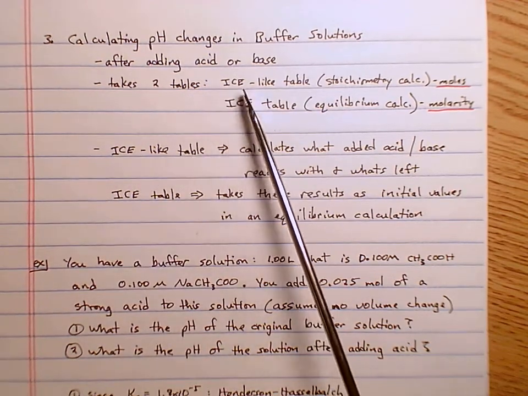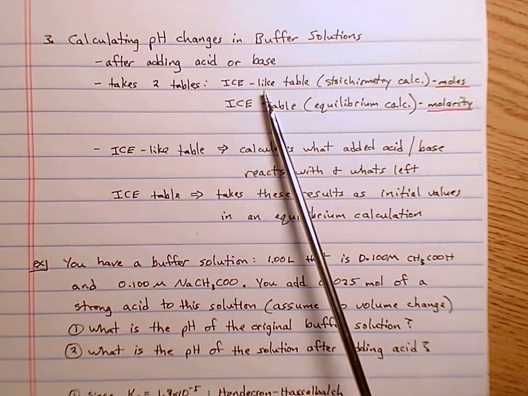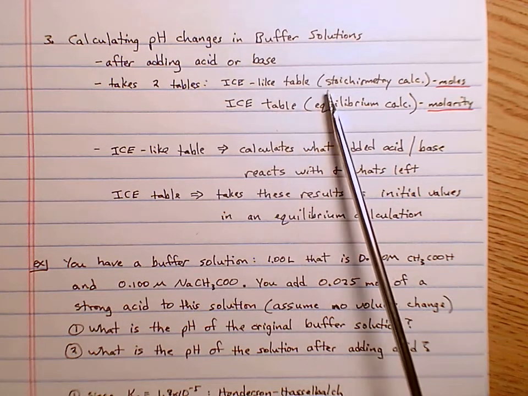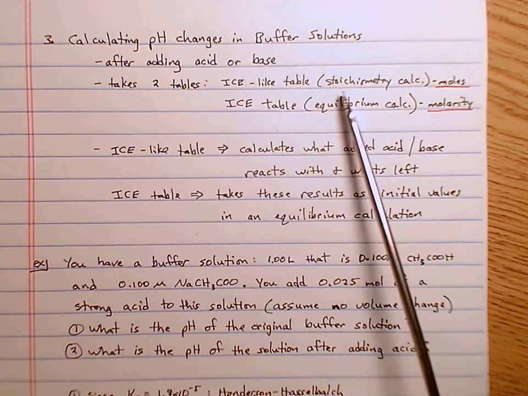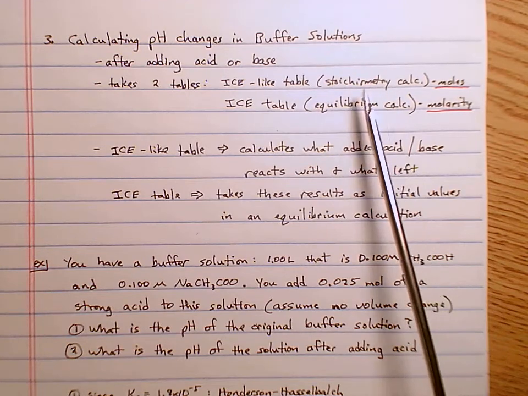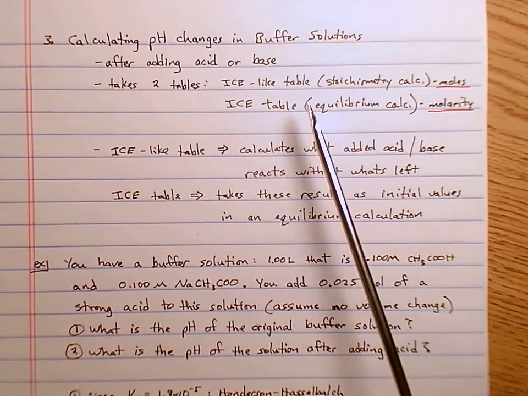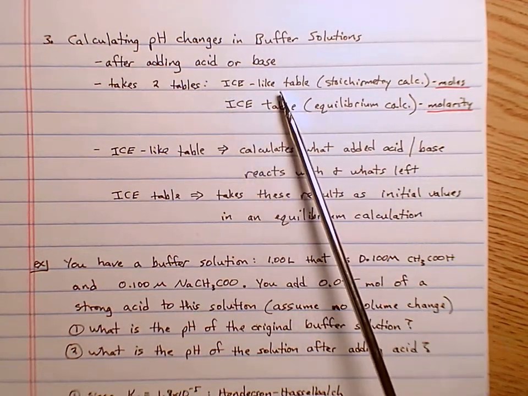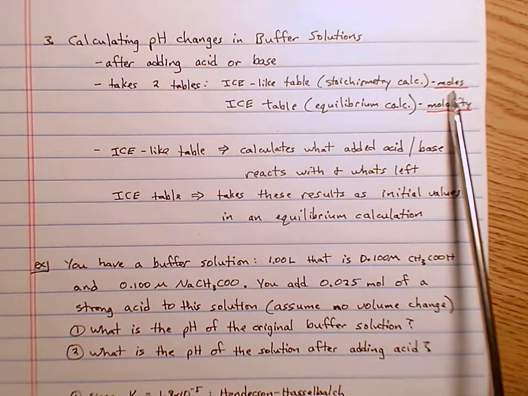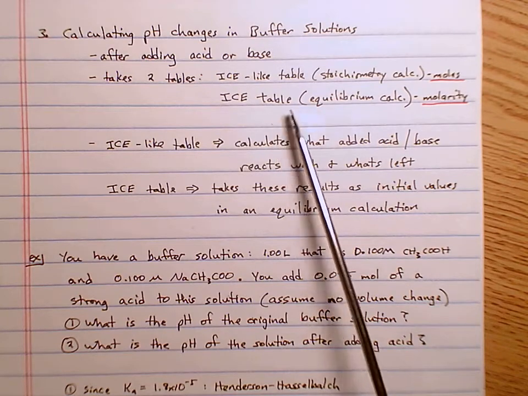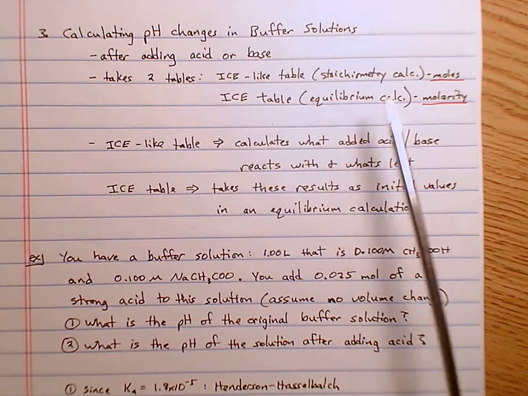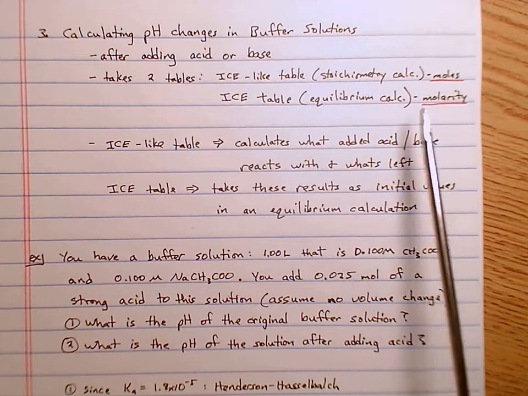It's ICE table-like. It's going to look kind of like an ICE table, but it's really just an ICE-like table where we just calculate stoichiometry, the same stuff we did in Gen Chem 1 with stoichiometry, but in table form. And the deal with these ICE-like tables, all the values need to be in moles. You have to have moles. Note for ICE tables, the equilibrium calculation, you need molarity. You have to have the molarity.